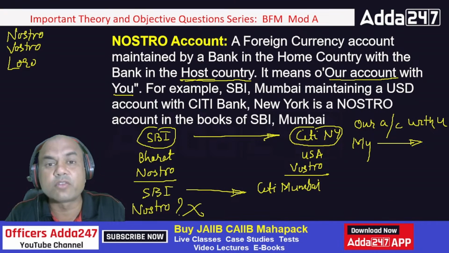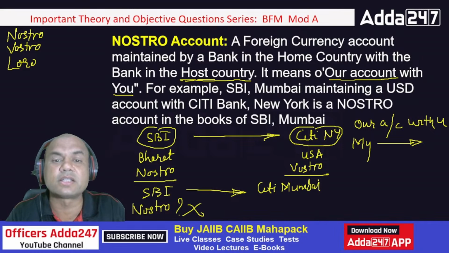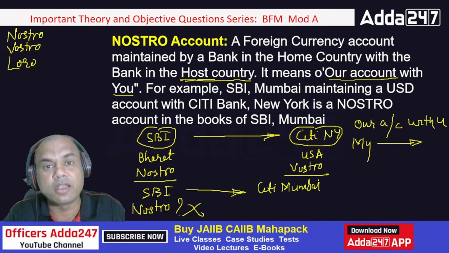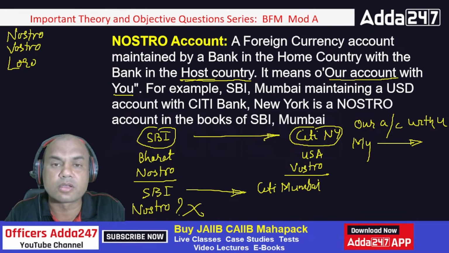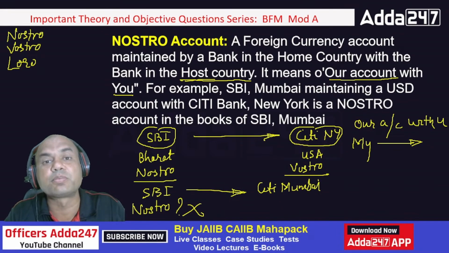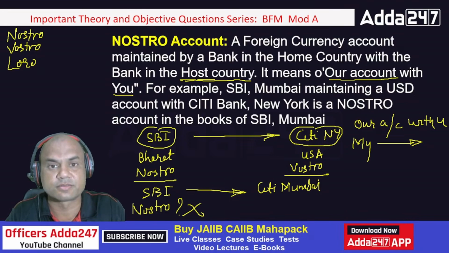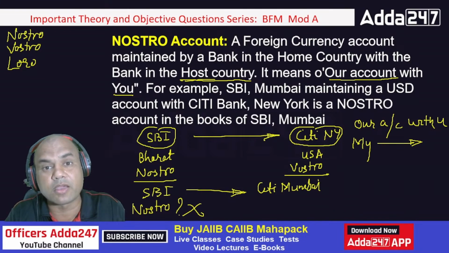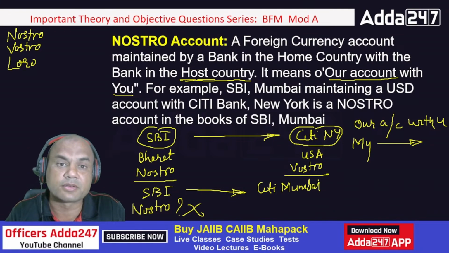It will be called a Nostro. Why? Because it's in a different country. Although, remember, SBI India and SBI New York are different banks as per international standards. Banks in different countries are different banks, even though they might have the same name and the same parent company.